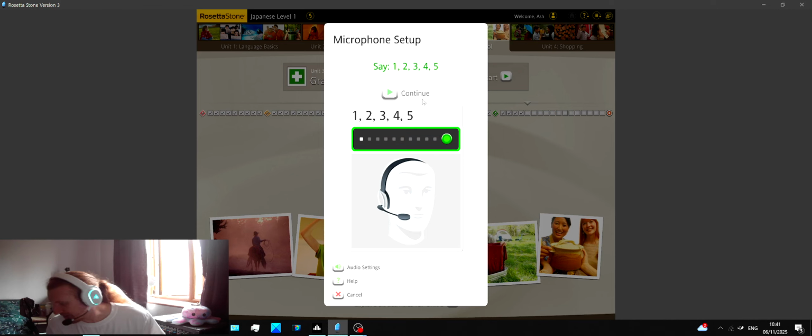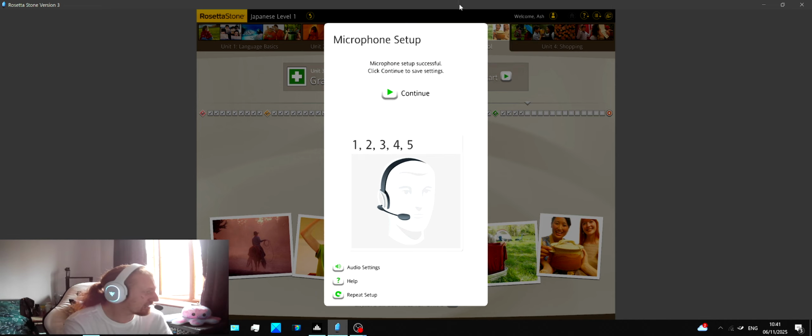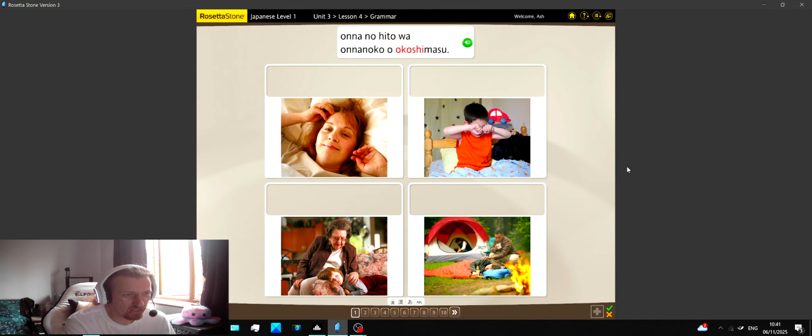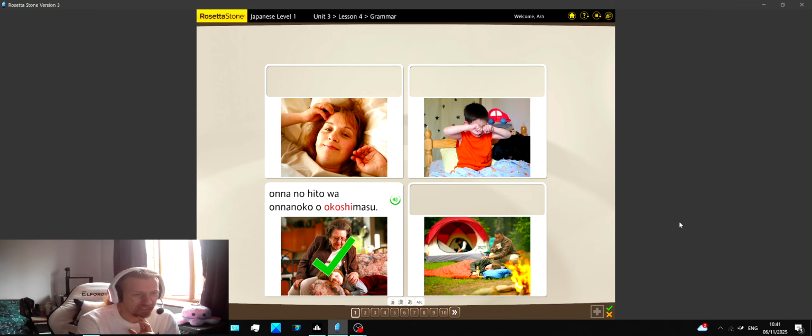Ichi, ni, san, yon, go. Make sure they're working, get the sheets going. Let's see what we have in store. How many slides have we got today? Just 10 in this section. 女の人は女の子を起こします。 Okay, so here we have the older lady and the younger girl, and she is waking her up.